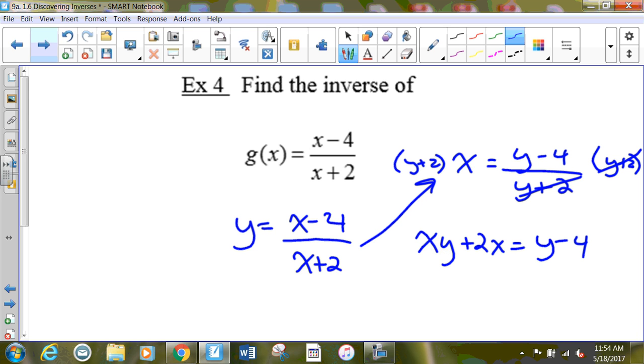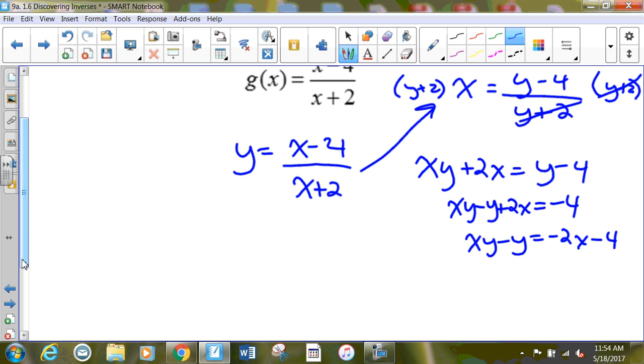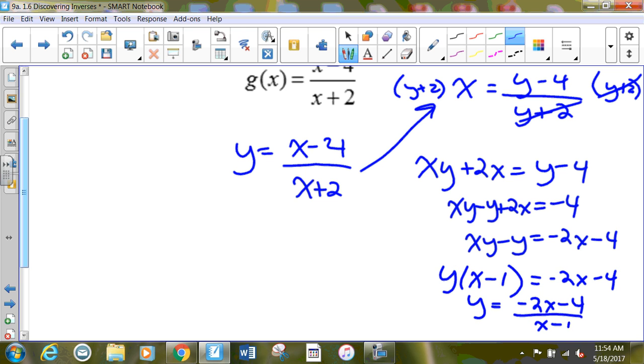I'm going to go ahead and subtract the y. All right, I wanted to do 2 steps in one, but I won't. And then I want to get just the terms with the y in it on the left. So I'm going to subtract the 2x from both sides. And I want to isolate the y. The only way to do that is to factor out the y from both terms. Almost done. I'm going to divide both sides by x minus 1. And there I have it.